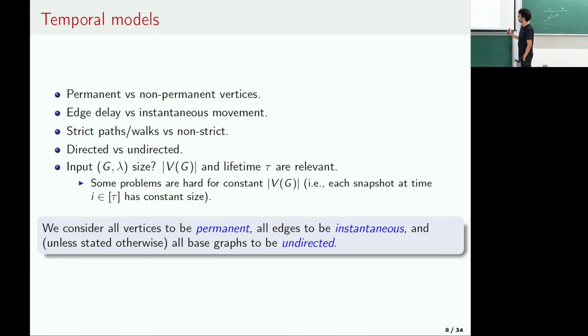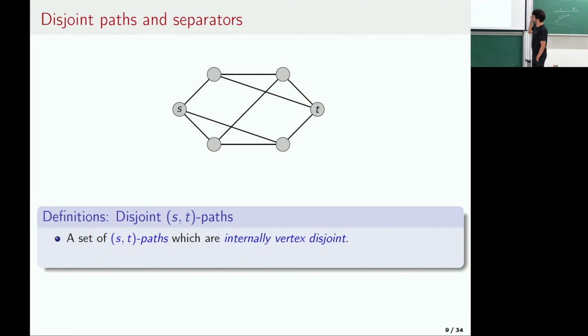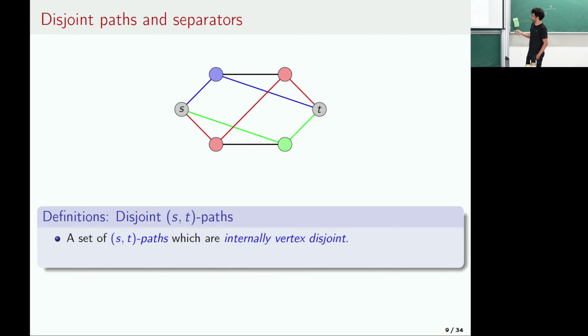Okay? Alright. So, to start, what are disjoint paths and separators? To talk about the Menger theorem in the classical sense. For disjoint paths, I will always say that paths from S to T are disjoint if they are internally vertex disjoint. So for instance, if I take these three paths, the blue, the red, and the green from S to T, they do not share any vertices.